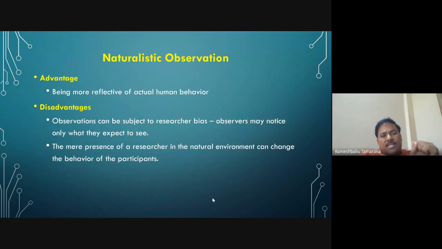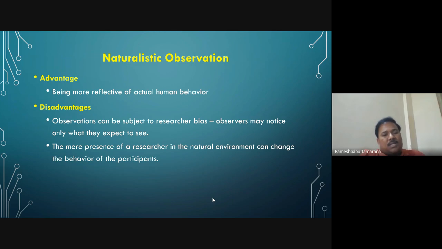One of the advantages is that it is more reflective of actual human behavior, because our participants are not aware that they are being observed. So probably it is more reflective for us to learn the actual behavior of our participants, whether they could be our employees or our students.